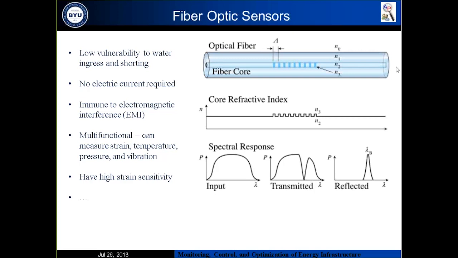So using that feature, we are able to measure the temperature and also the stress using these fiber optic sensors. And they have advantages over other sensors: they are water resistant, they don't need electric current, and they are immune to electromagnetic interference. They can measure pressure, strain, temperature, and vibration, and they have high strain sensitivity.